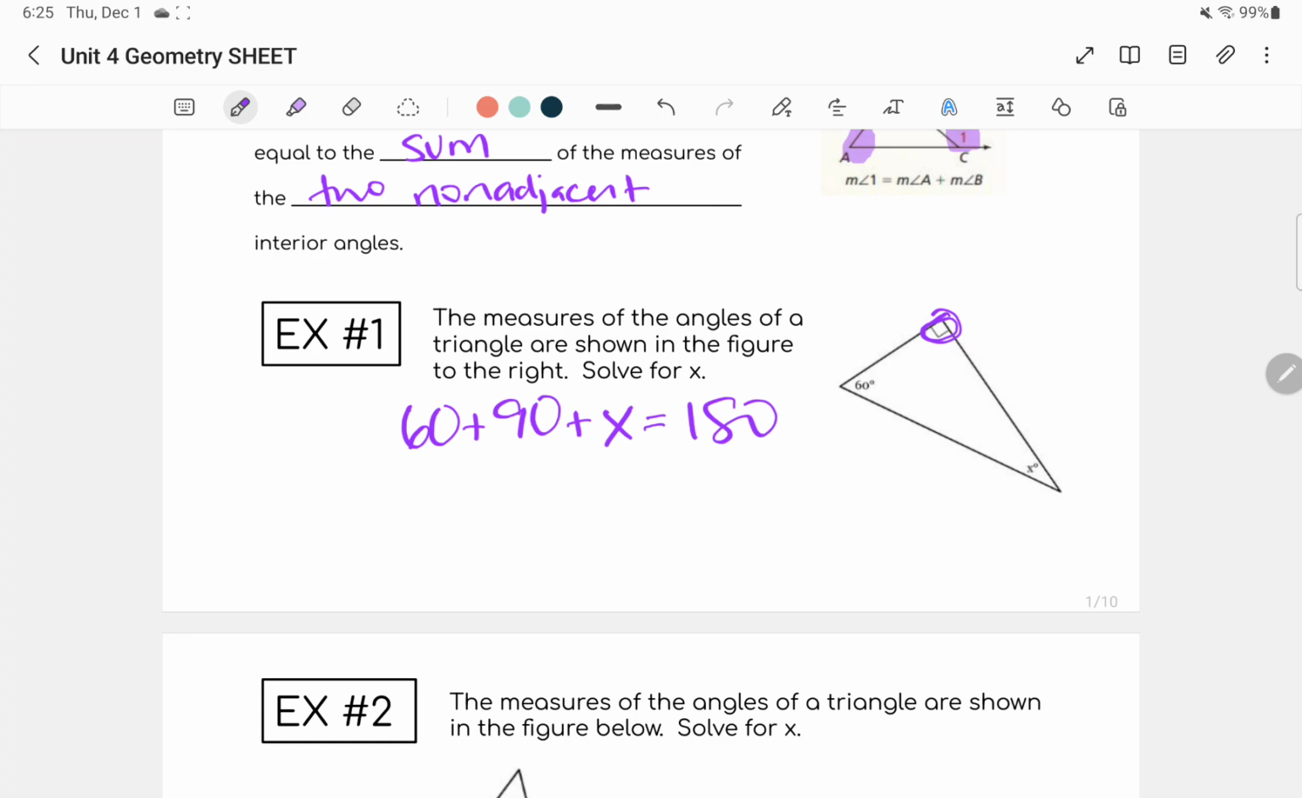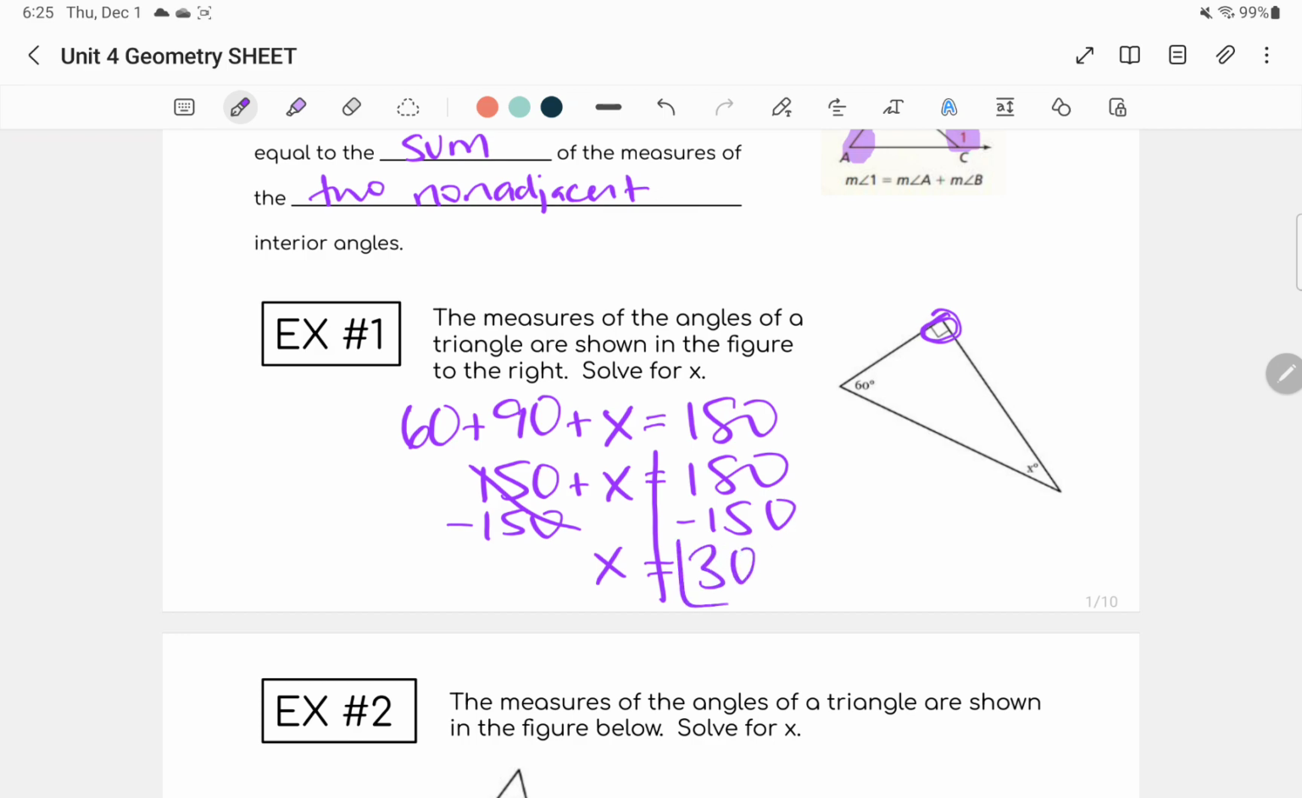So 60 plus 90 is 150. And I'm going to go ahead and subtract 150 from both sides. And x is 30, or 30 degrees. All right, so that is example number 1. We're going to go on to example number 2.